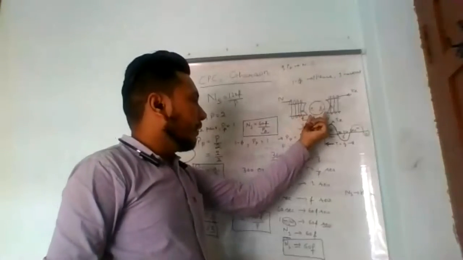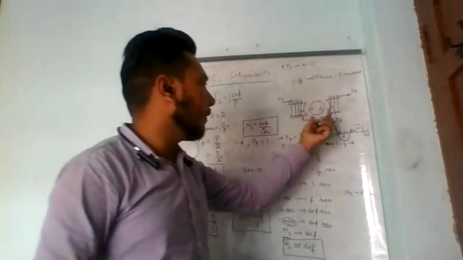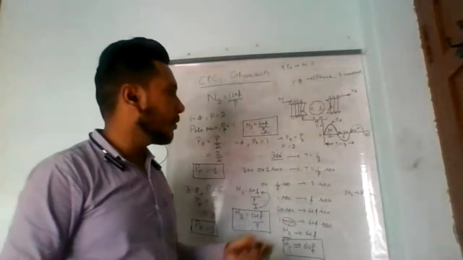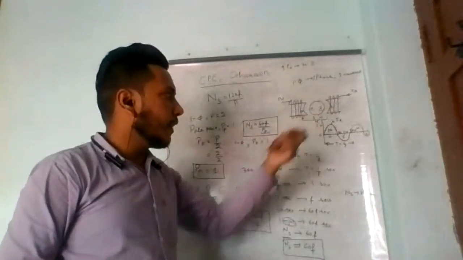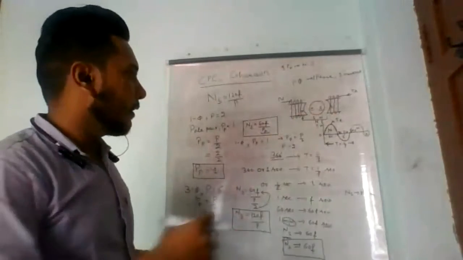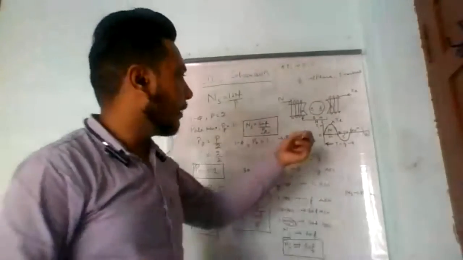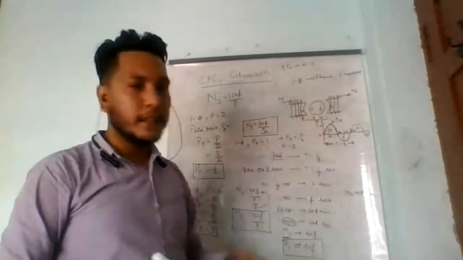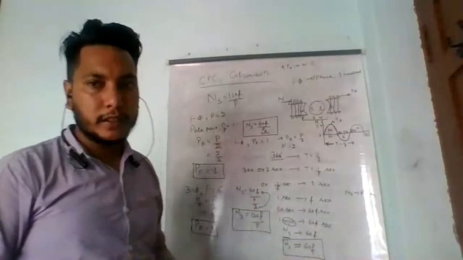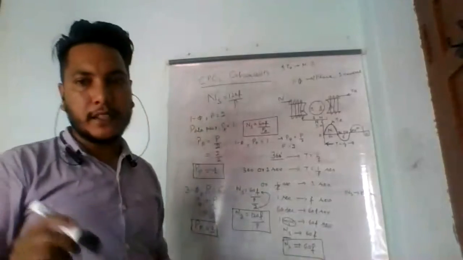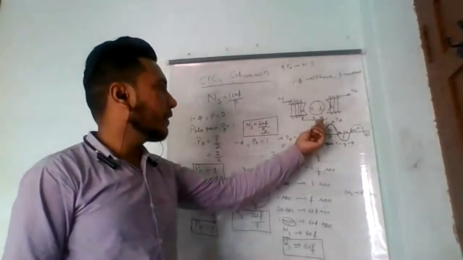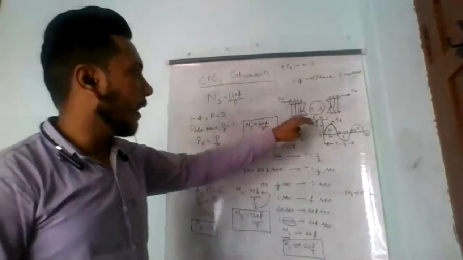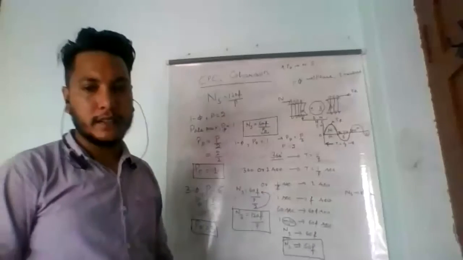As you can see, the magnetic flux produced is alternating. The magnetic flux produced in the rotor is fluctuating in nature. Due to the fluctuating of this flux, the single phase induction motor is not self-starting. This is the main reason that single phase induction motors are not self-starting: the flux produced in the rotor is always fluctuating in nature.